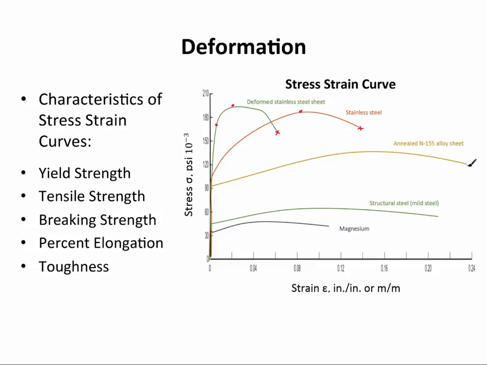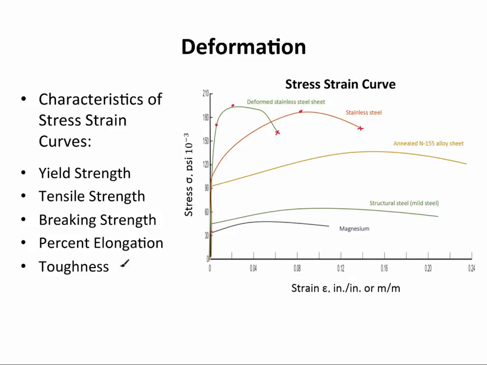ductile metal. Normally, strength and ductility are inverse properties. The more ductile a metal, usually the weaker it is, and vice versa. A stronger metal is usually less ductile. You can see that with the deformed stainless steel here. This material is very strong, but it is less ductile. Its percent elongation is very low.